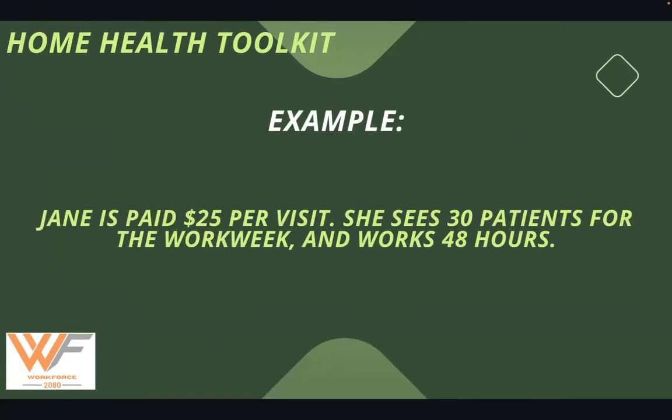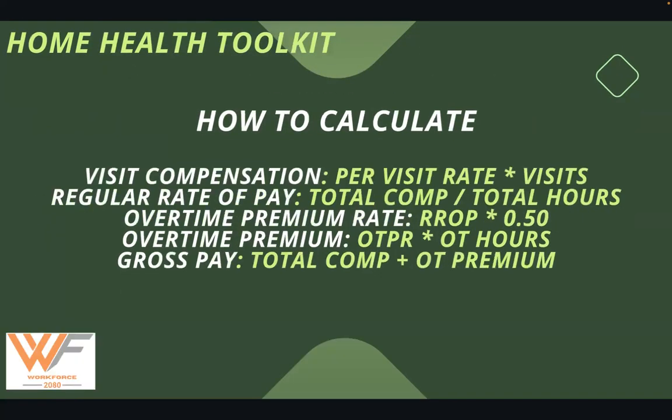So here's an example. Jane is paid $25 per visit. She sees 30 patients for the work week and works 48 hours. Before we start jumping into the actual calculations and how she's going to be paid, we need to break down exactly how you do this. If you want, you can pause this video and write this down. The visit compensation is the first thing you have to calculate. You take the per visit rate times the number of visits.